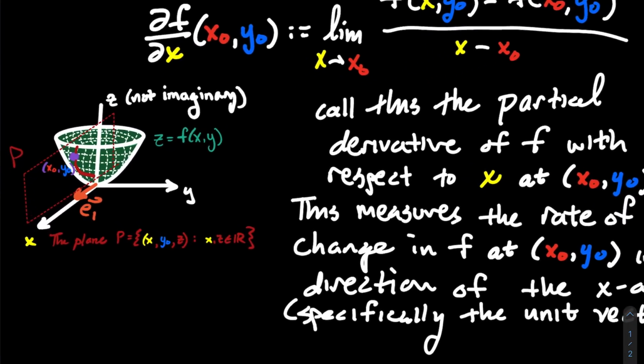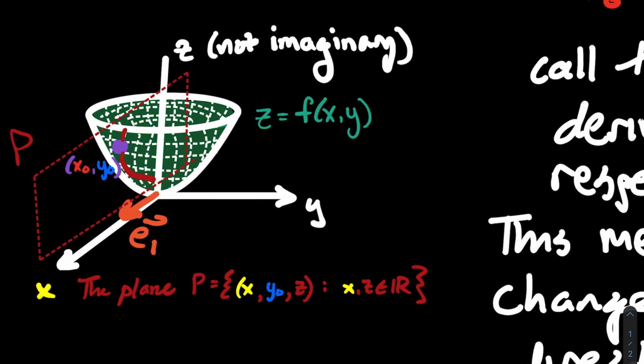So I've drawn you, and let me zoom in, this graph of this function that's in that teal color. z is the function f of (x, y). So there's its graph, and it's that bowl thing. You might call that a paraboloid if you remember. And what am I going to do? I've got this point that's on the graph, right? (x0, y0). It's that purple point there.